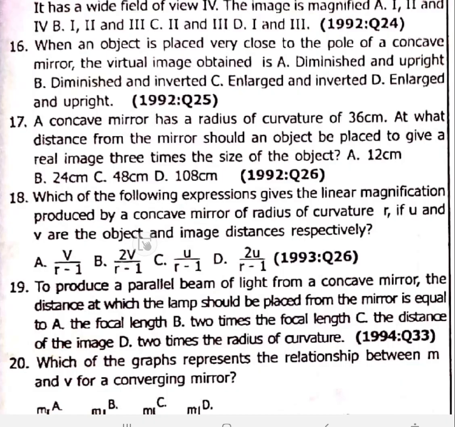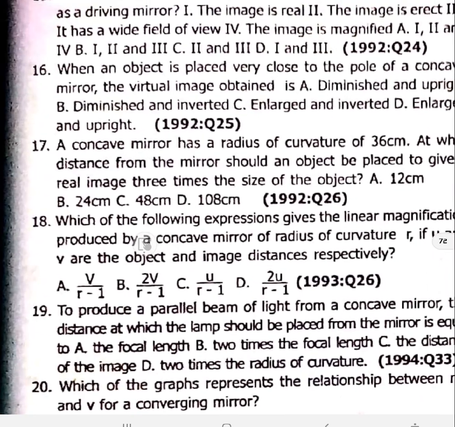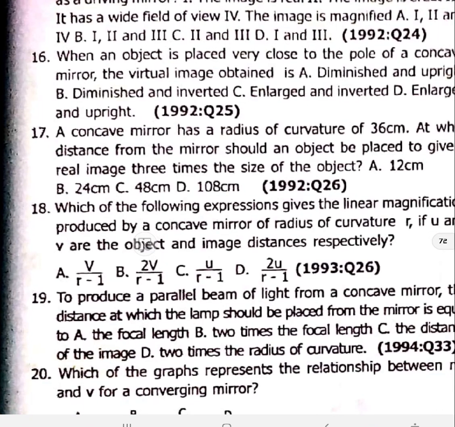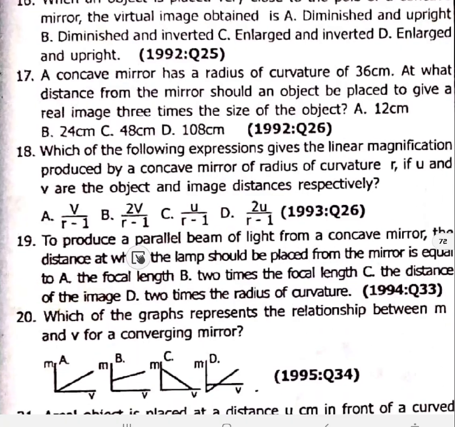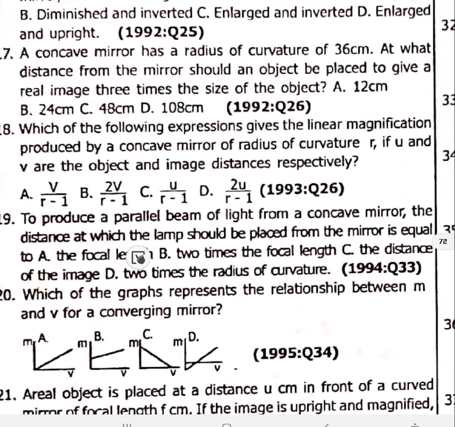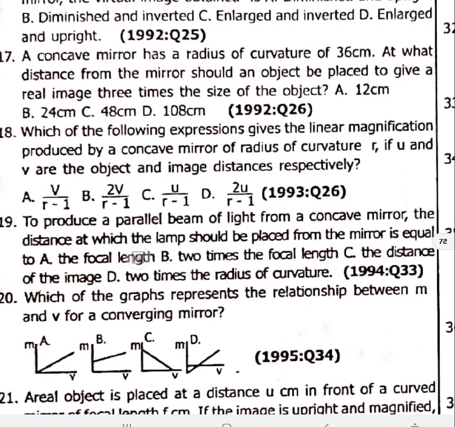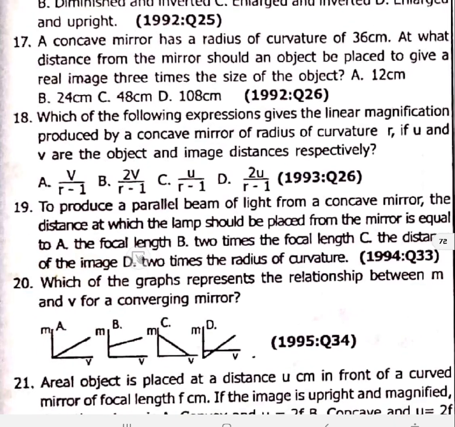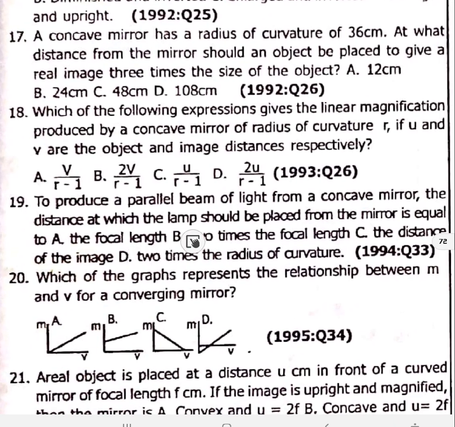There's a little bit of manipulations here to solve out, but you get M equals 2V, then R minus 1, something like this. 18 is option B. 19. To produce a parallel beam of light from a concave mirror, the distance at which the lamp should be placed from the mirror is equal to two times the focal length.